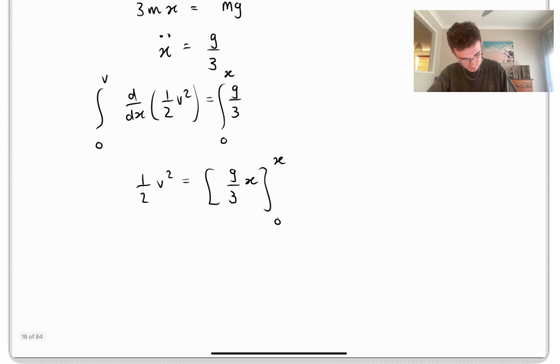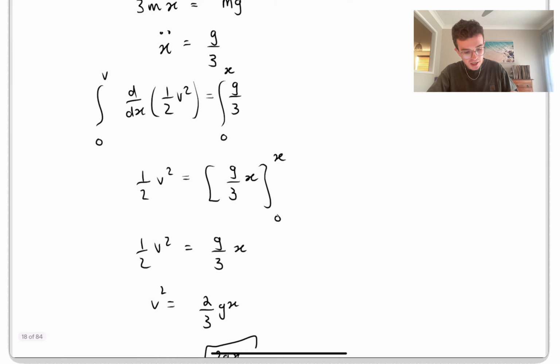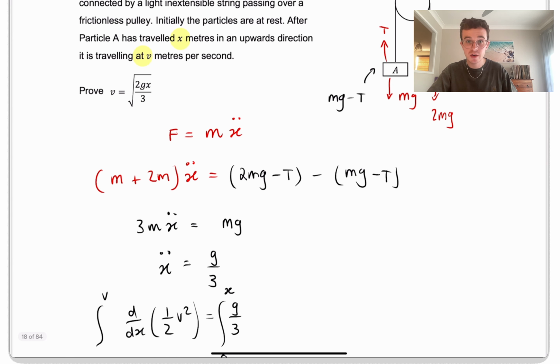Of course, that's just going to be half v squared is equal to g on 3 x. Times it up, we get v squared is equal to 2 on 3 gx, and square root both sides. I'm pretty sure we'll get to the answer, 2gx on 3. Let's check. Right, that's what we're trying to prove.